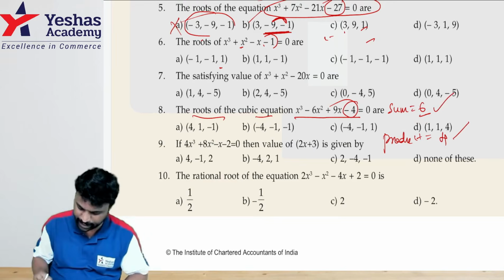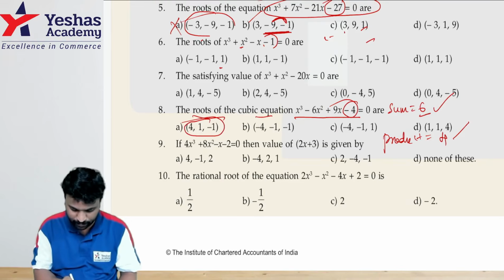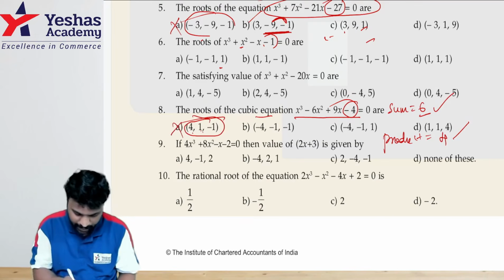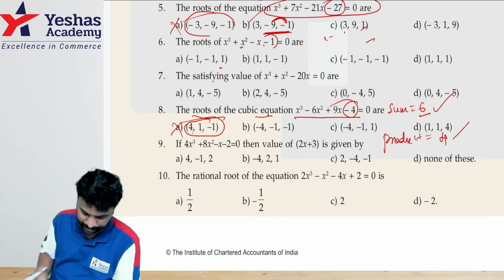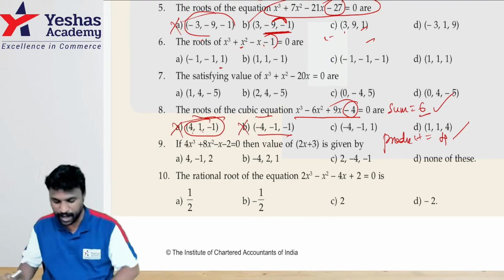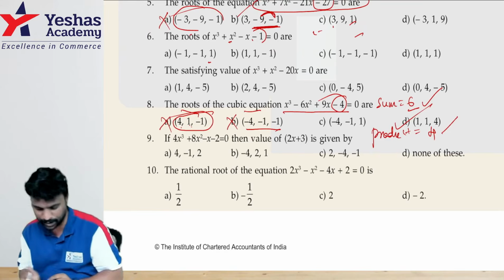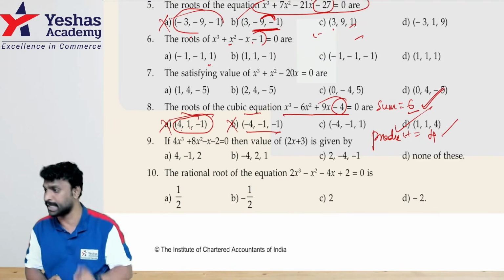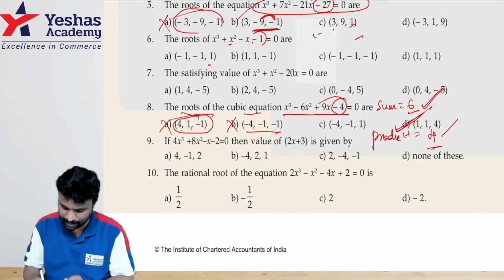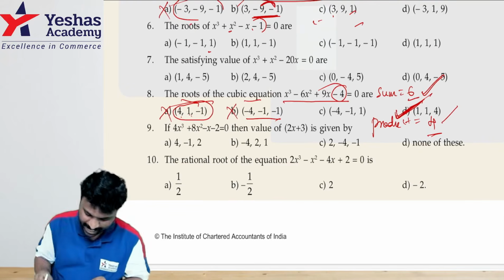So which option satisfies these two? Clearly, if I take the first option, sum of the roots is 4 plus 1 is 5, 5 minus 1 is 4. So sum is actually not 6 here. So option A fails. How about option B? Guys, all are negative. When I add them, I get negative 6. So option B fails. Now, how about option D? If I hit option D, sum of all these roots 1 plus 1 plus 4 becomes what? 6. So sum gets satisfied. If I multiply 1 into 4, I get 4. So sum and the product are satisfied with option D. So option D is the right answer. Guys, moving on to the next question.